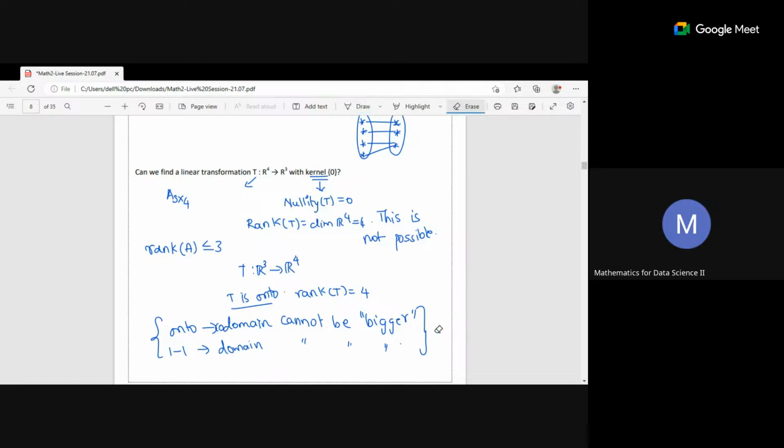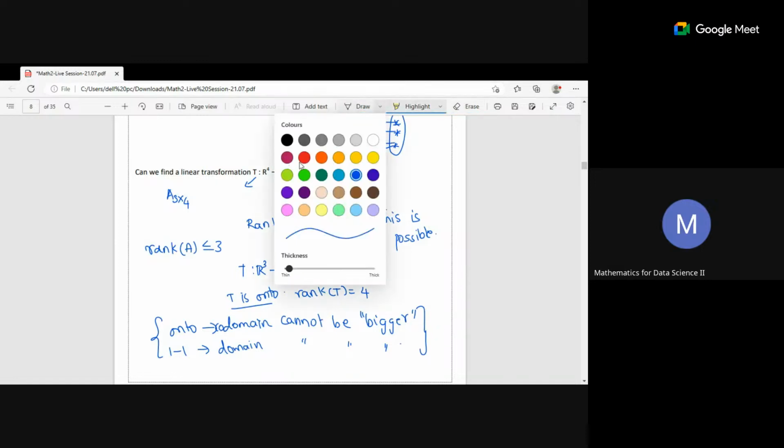Yes, this notation created problems. I will not use it. So this is what you need to remember.